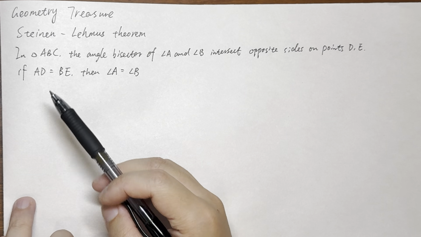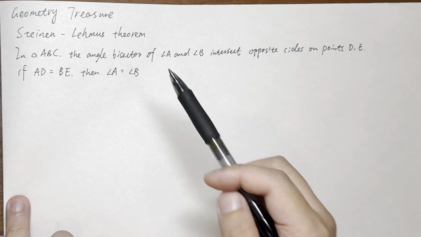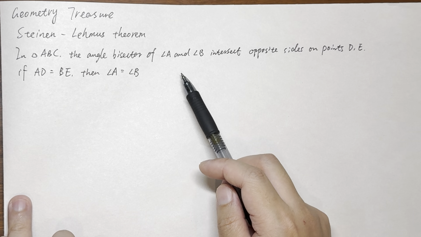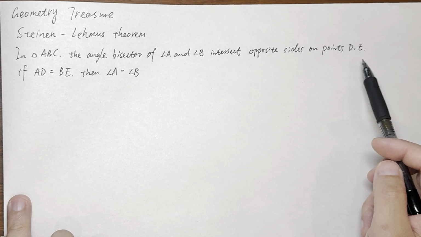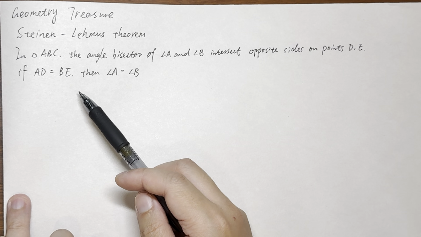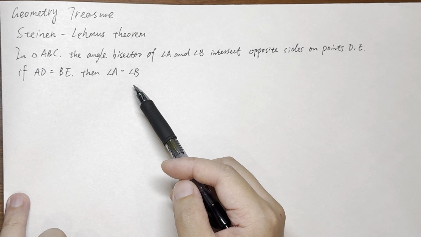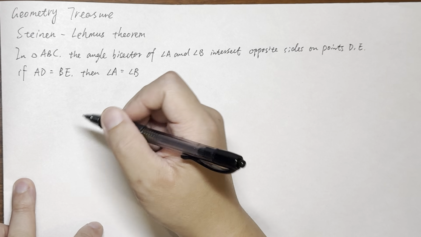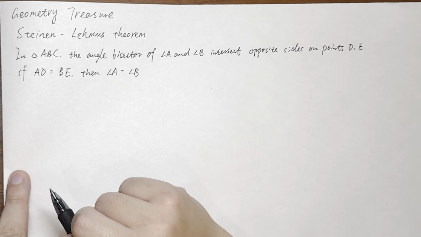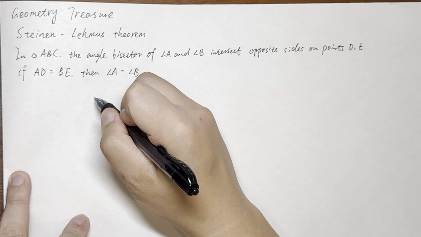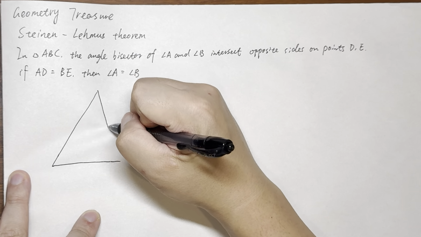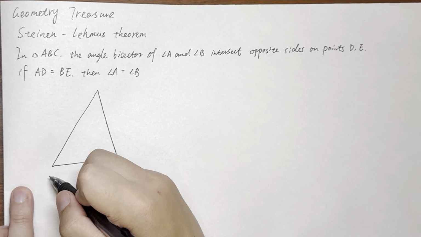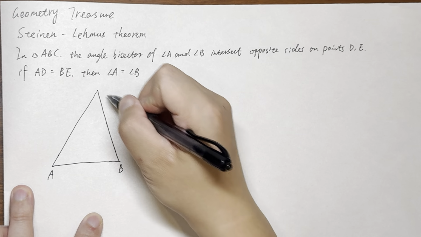In triangle ABC, the angle bisectors of angle A and angle B intersect the opposite sides at points D and E. If AD equals BE, then angle A equals angle B. It sounds like a very simple problem. Let's just draw the figure here. I will have A, B, C.